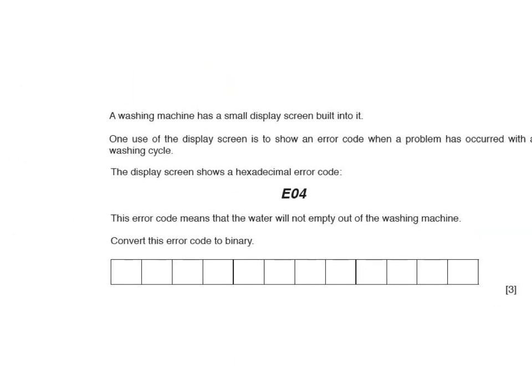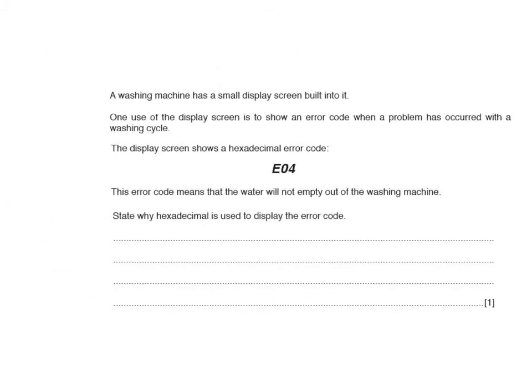E04, EF, so that's obviously 1, 1, 1, 0, 0 is obviously 0, 0, 0, and then 4, 0, 1, 0, 0. Take your time with those, double check you got it correct.